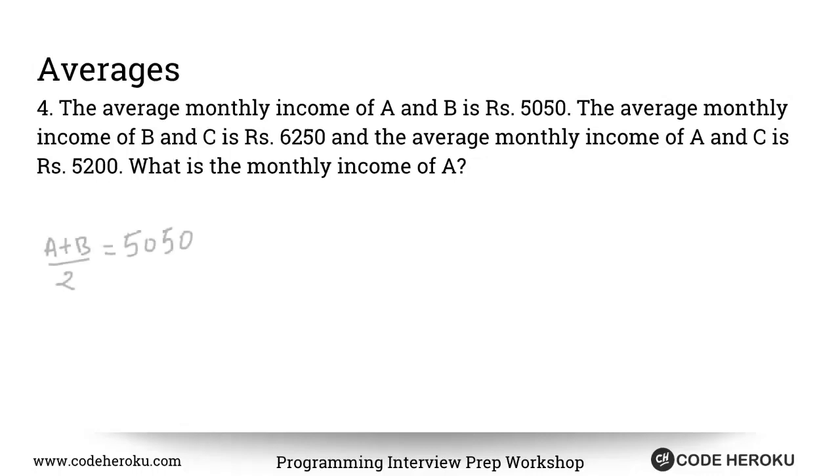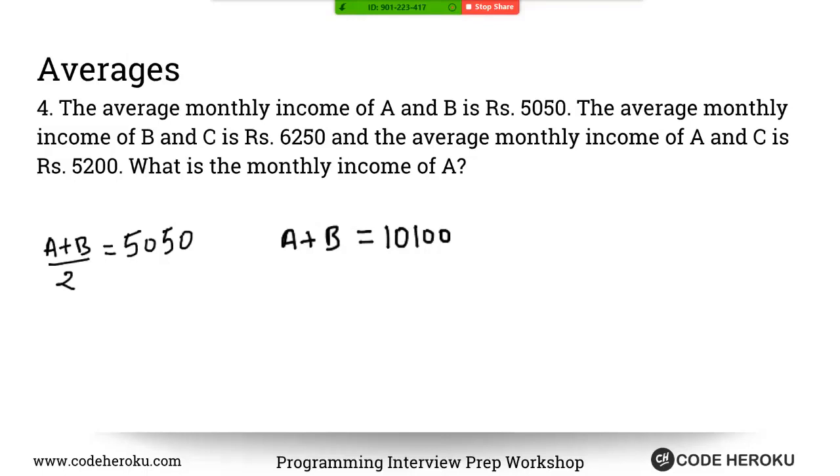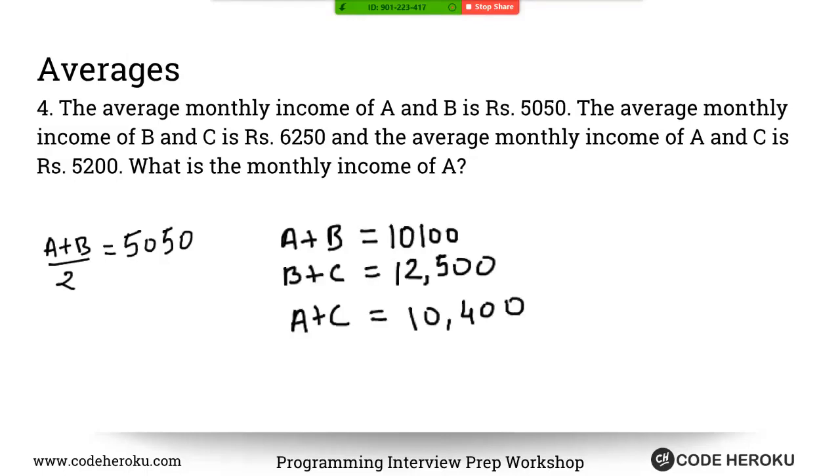So here's how you do it. We know that the average of A and B is 5050, right? So A plus B divided by 2 is 5050. Take the 2 to the other side, which will give you A plus B is 5050 times 2, which will be 10100. So similarly you could do it for B plus C and A plus C as well. If you multiply all those numbers by 2, you would get these numbers.